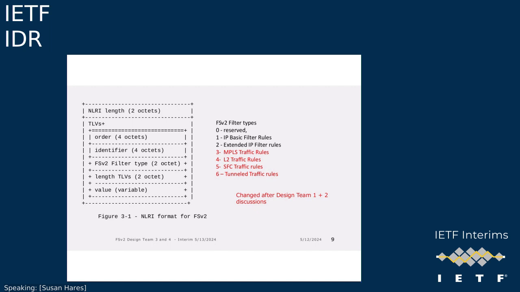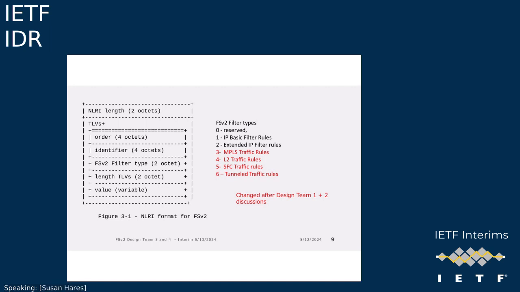Okay, what does the NLRI look like for the new flow spec V2? Because flow spec V2 is going to be in a new NLRI from flow spec V1. You have an NLRI length and a bunch of TLVs, each with that order, identifier, flow spec filter type. Now, we're trying in the basic to get a set of filter types that cover our current flow spec V1 work. Last time I had proposed an order, and based on feedback, I've changed everything past the filter rules. Donald's L2 VPN and tunnel traffic is hierarchically designed in V1 to link off of a particular type. But you notice we're trying to settle on an initial set of types.